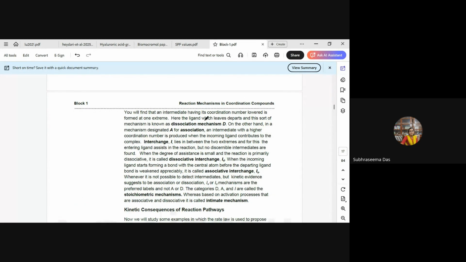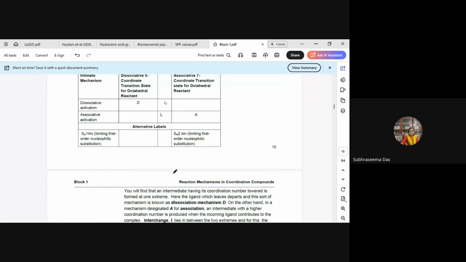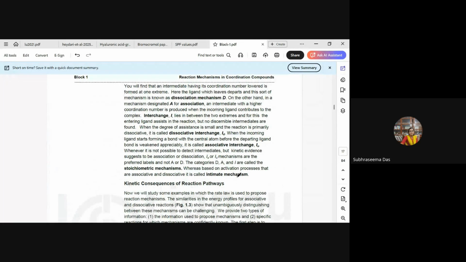So we find that an intermediate having its coordination number lowered is formed at one extreme, where the ligand leaves and departs, and this sort of mechanism is known as dissociation. Association means an intermediate with a higher coordination number is produced when the incoming ligand contributes to the complex. So what is interchange? The interchange occurs between the two extremes, where one ligand enters the reaction and one ligand leaves the reaction, so the intermediate, that is I, lies in between.